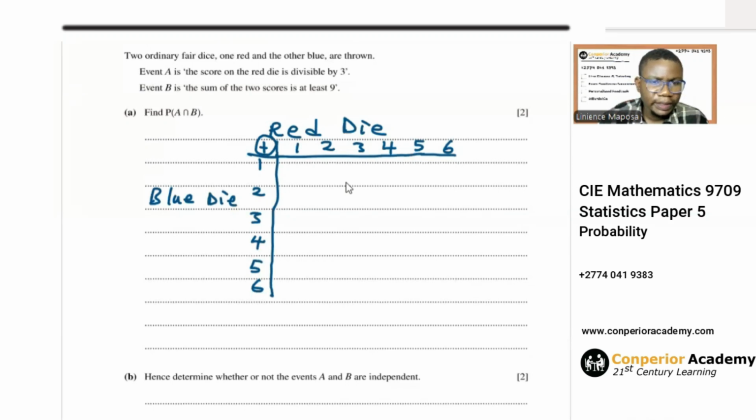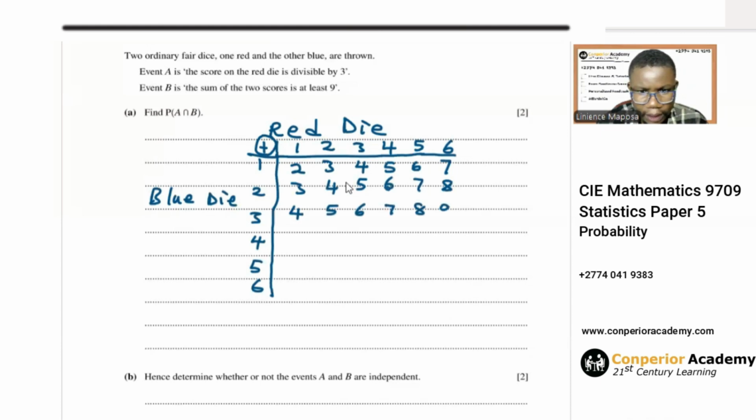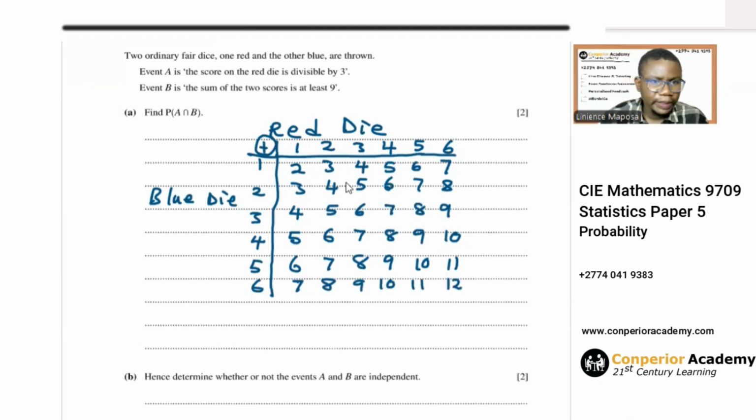So in my sample space, I will have 2, 3, 4, 5, 6, 7. This will be 3, 4, 5, 6, 7, and 8. This will be 4, 5, 6, 7, 8, 9. This will be 5, 6, 7, 8, 9, and 10. This will be 6, 7, 8, 9, 10, 11. This will be 7, 8, 9, 10, 11, and 12. So this is our sample space diagram.